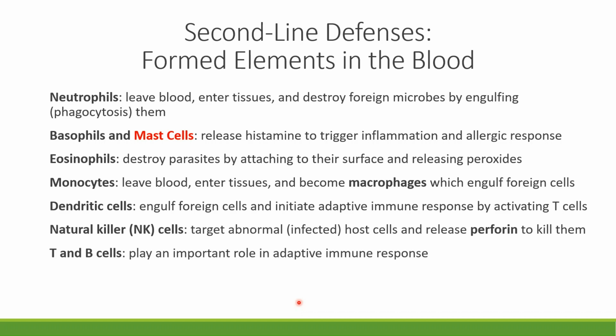T and B cells have an important role in the adaptive immune response. So we'll discuss more on this in chapter 18, but they can recognize specific pathogens and produce an immune memory. So they can recognize those pathogens after they've been identified as such in the future. And one last note here, the dendritic cells, the natural killer cells, and the T cells and B cells are all, again, examples of lymphocytes.